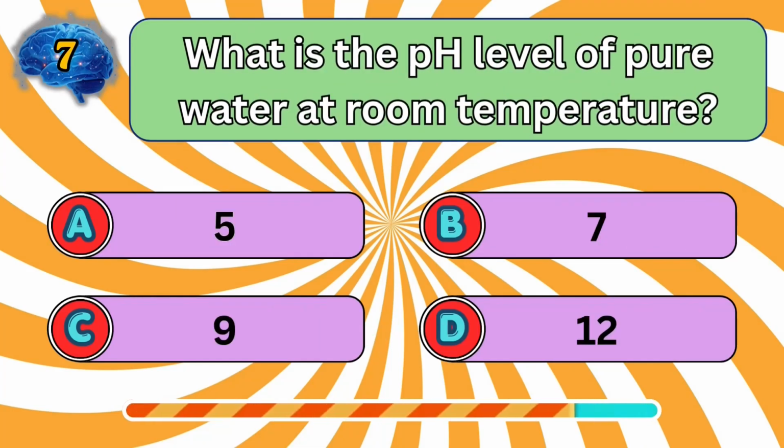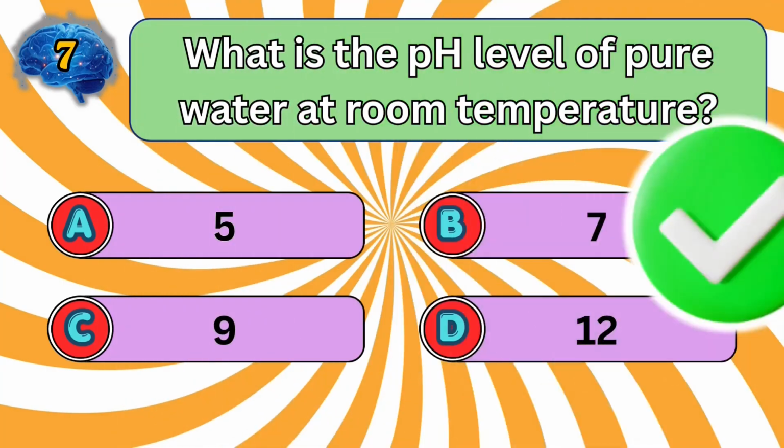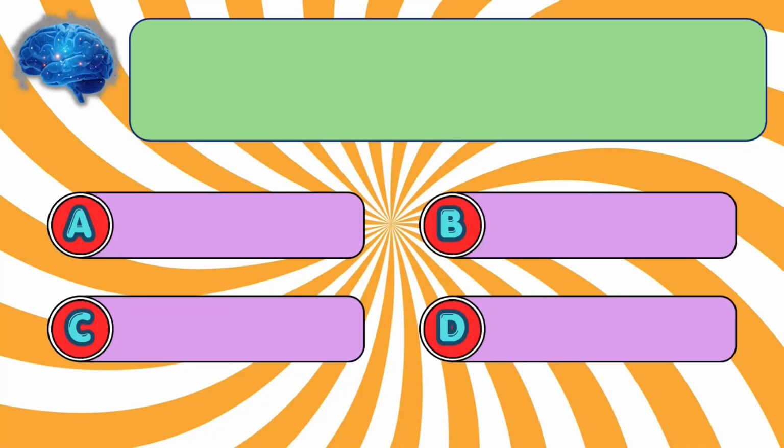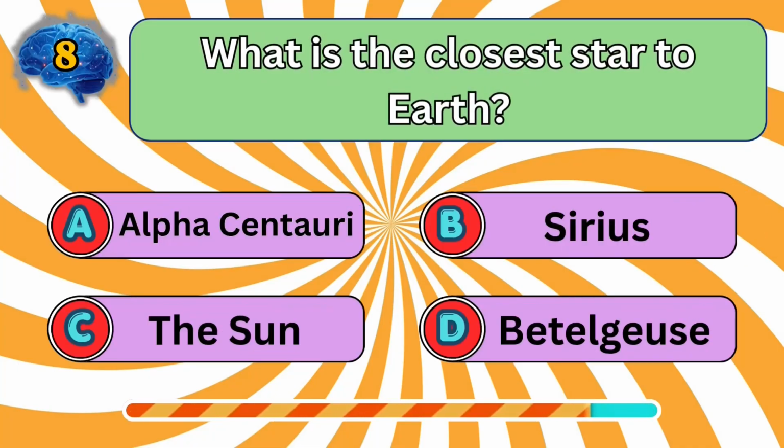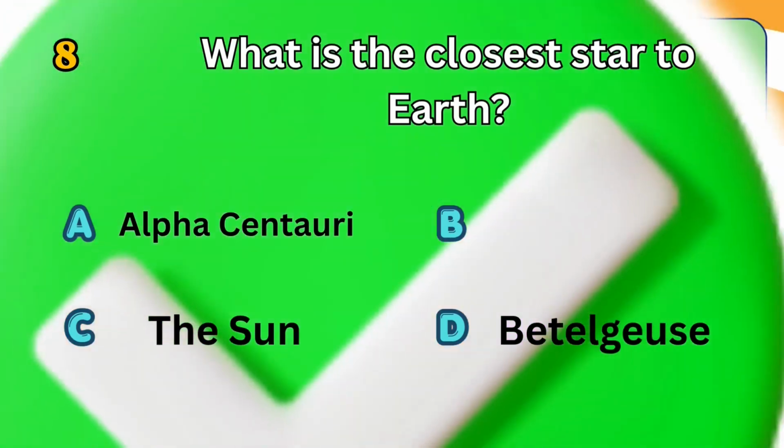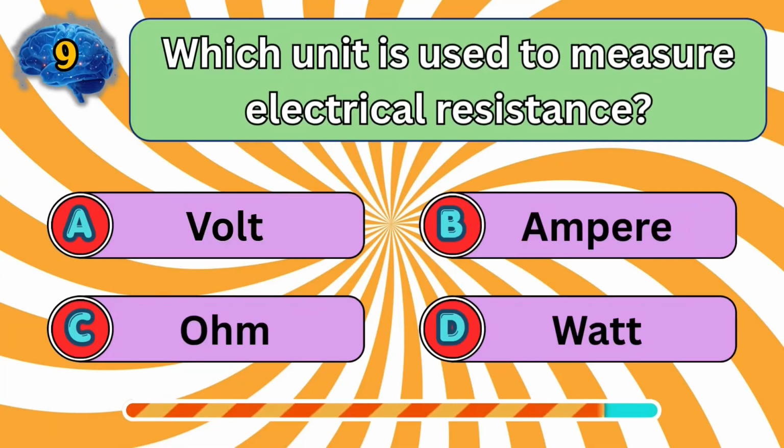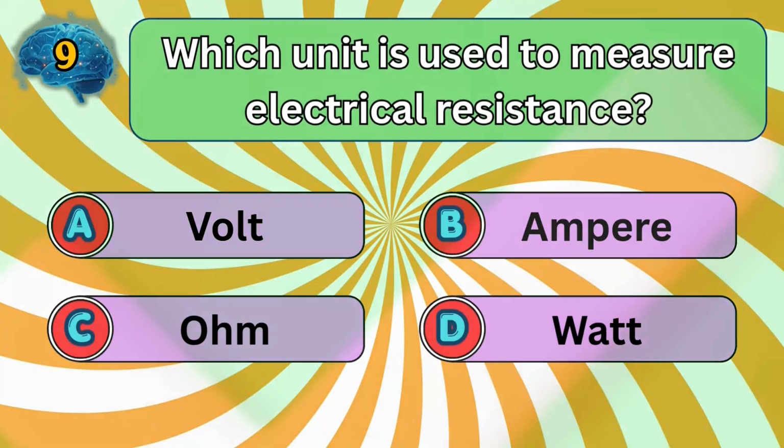What is the pH level of pure water at room temperature? 7. What is the closest star to Earth? The Sun. Which unit is used to measure electrical resistance? Ohm.